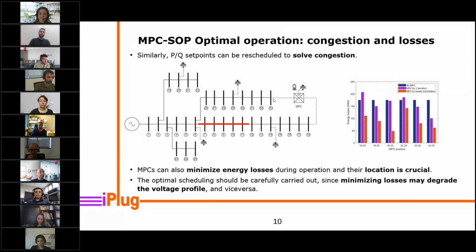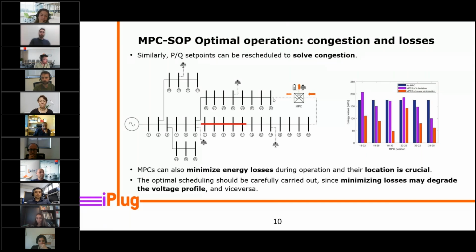Similarly, we can modify these P and Q set points, so active and reactive power set points, in order to solve congestion. In this case, we have distributed energy resources in the grid, and we are assuming a congestion in the central feeder. So again, in this case, we can optimize the set points in the different ports of the multiport converter in order to solve this congestion.